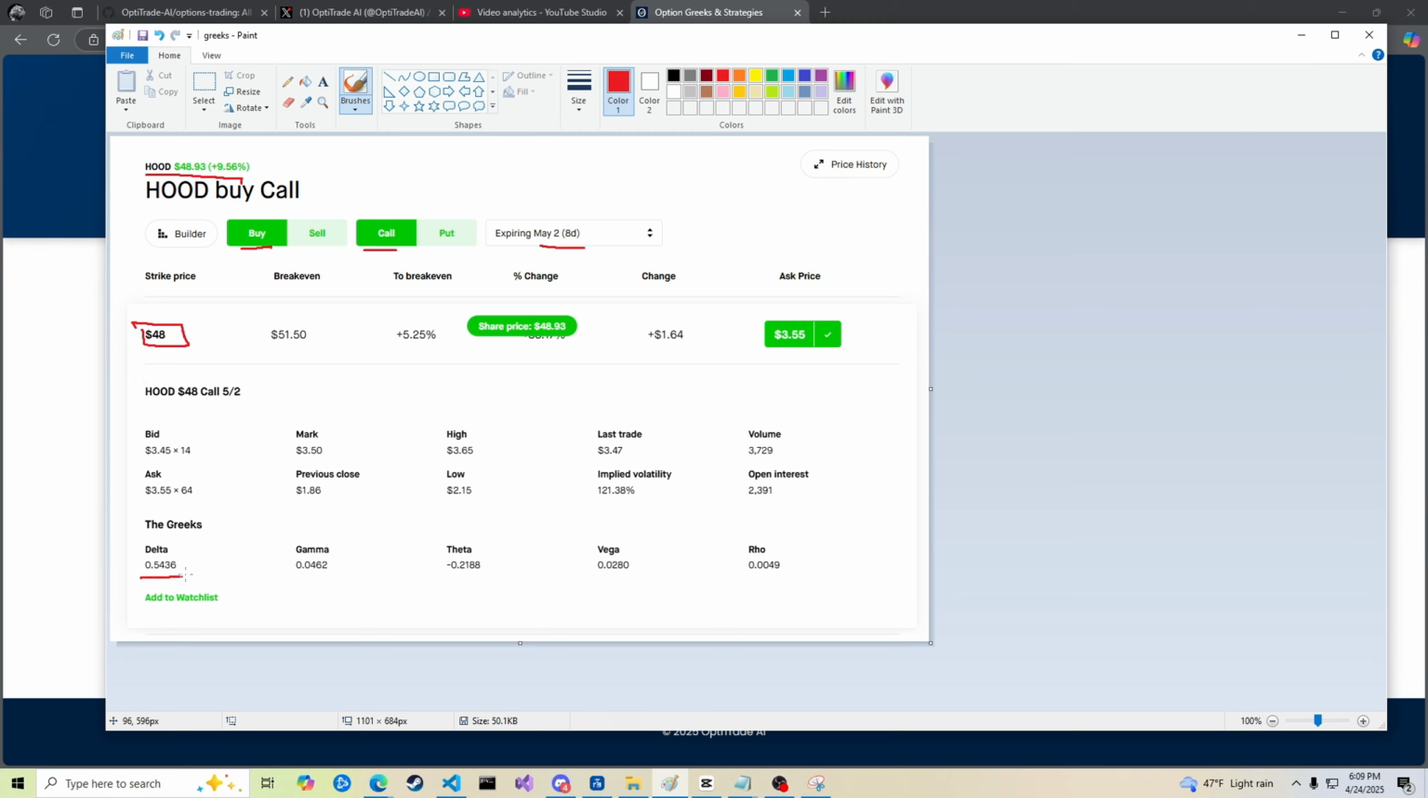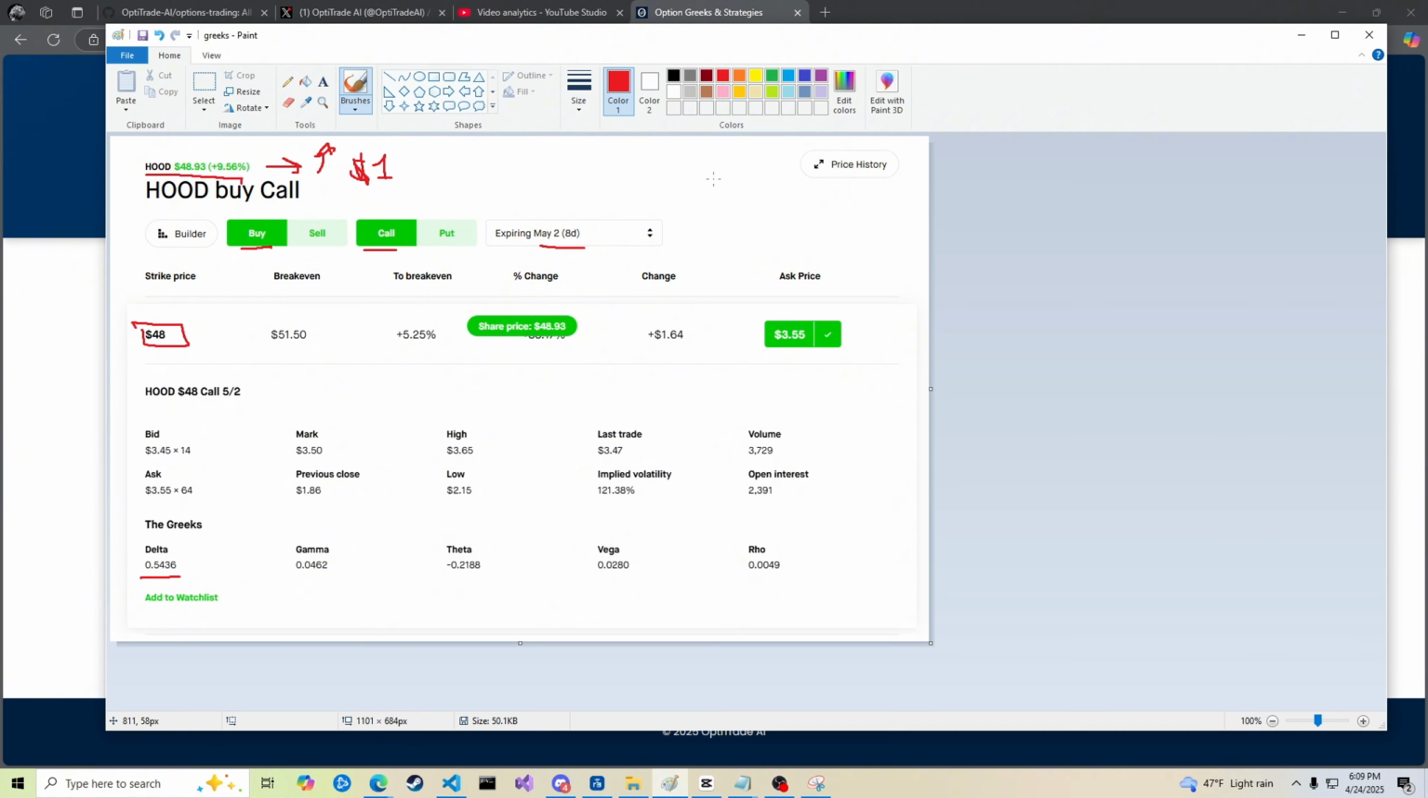And so if we're looking at the Greeks down here, we can see that the delta is 0.54. This would mean that we would pick up about 54 cents for every $1 move in the Robinhood stock. We can see that Robinhood is currently trading at $48.93. So if this were to move up, this arrow here, by $1 to $49.93, we would collect about $54 on that option, or the option would gain 54 cents.